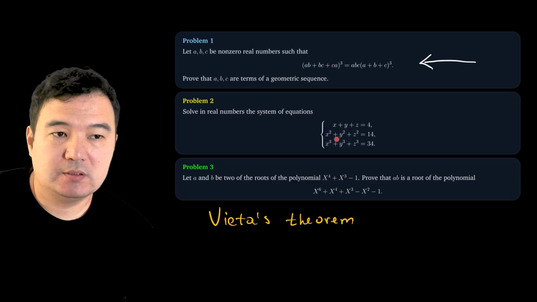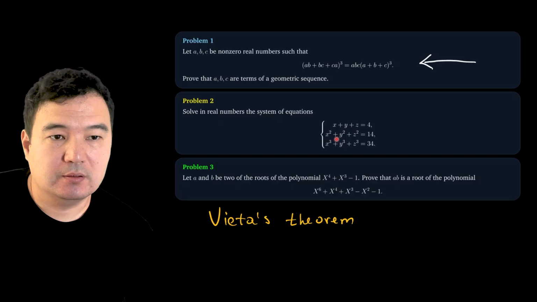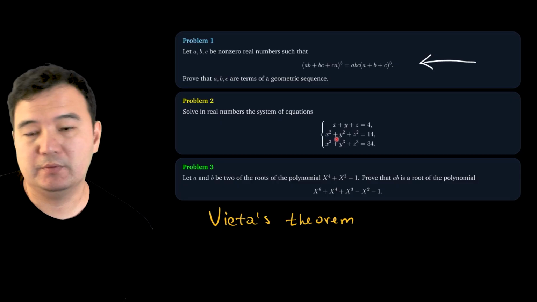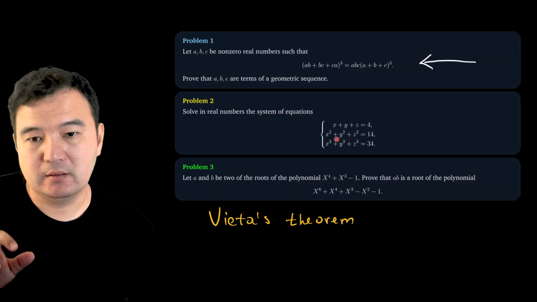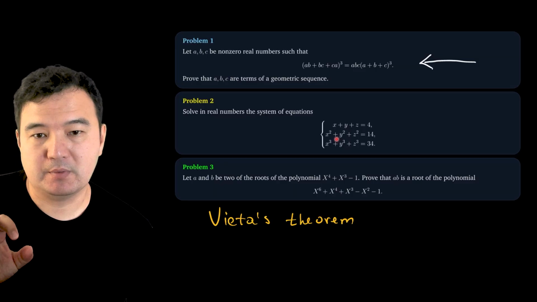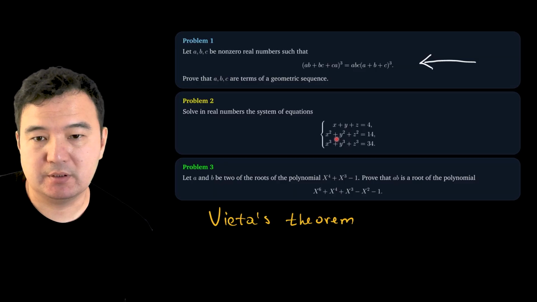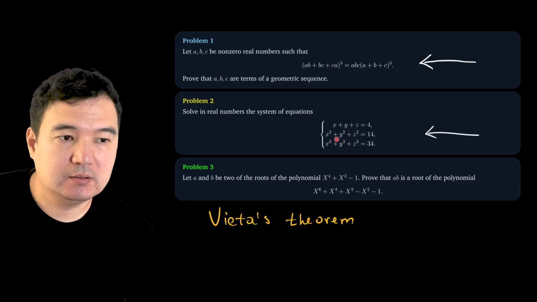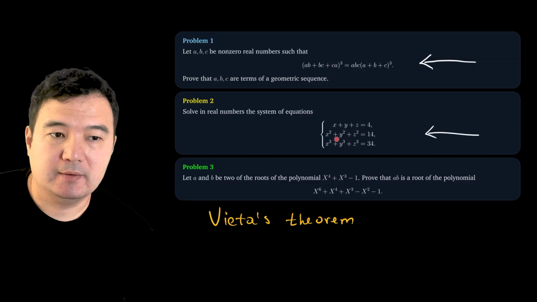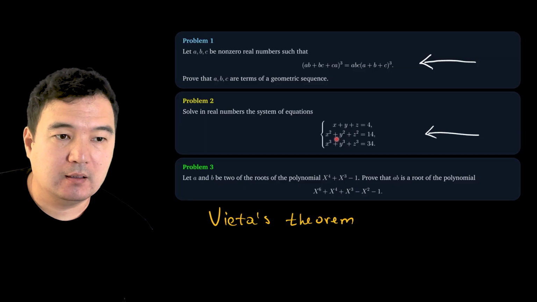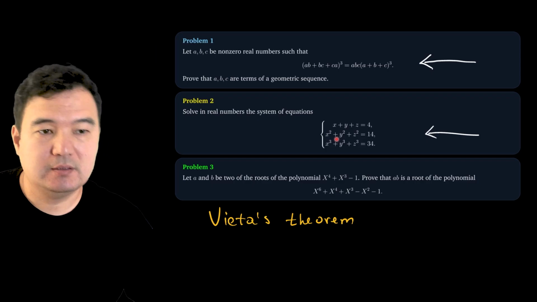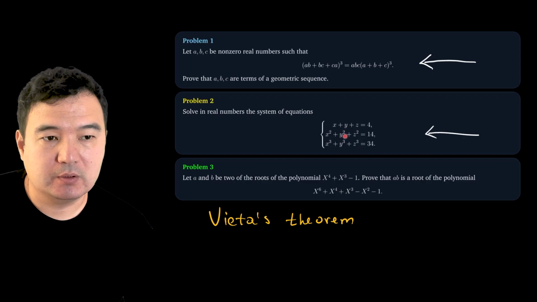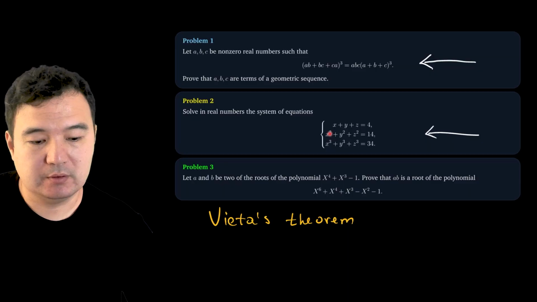The first one is just an algebraic expression where we want to prove that the terms A, B, C have some kind of relation in the form of a geometric sequence. And the second one is a system of equations with three unknowns. And the difficulty is that this system of equations is not a linear one. So it has quadratic terms and cubic terms.